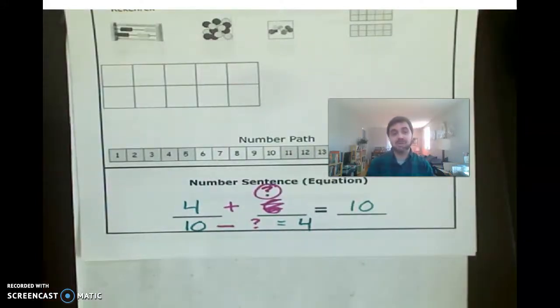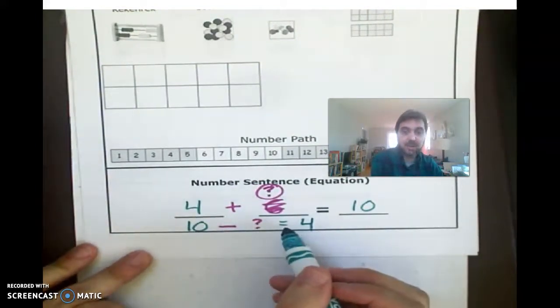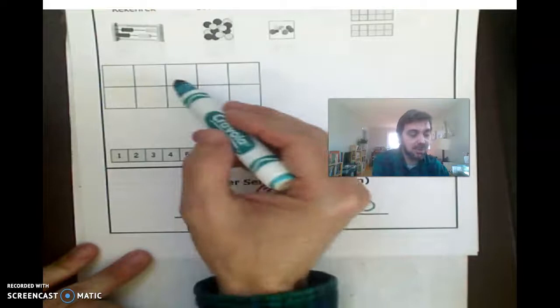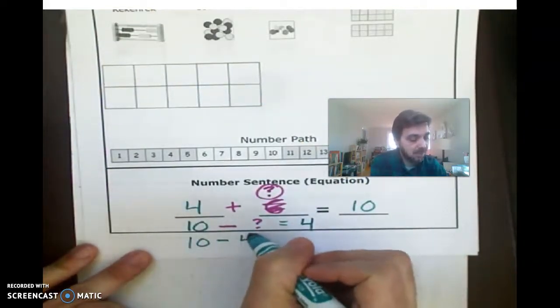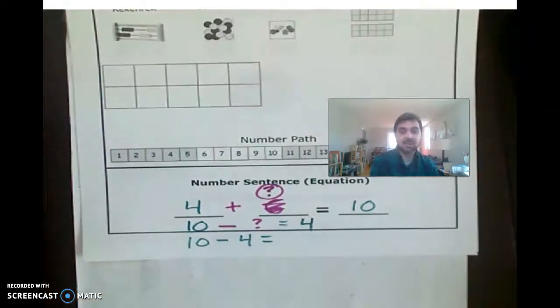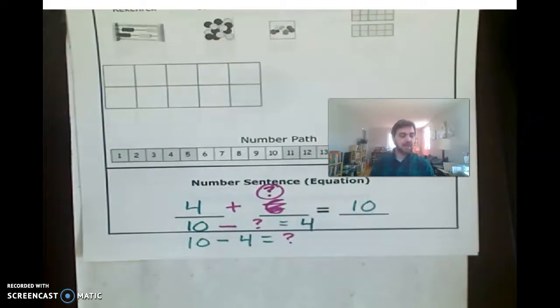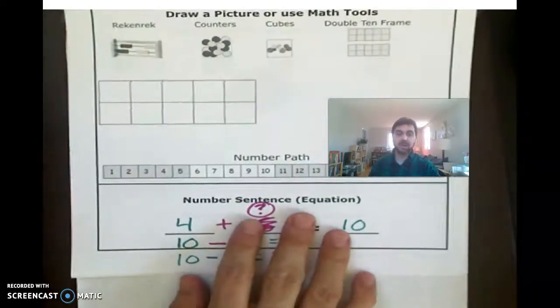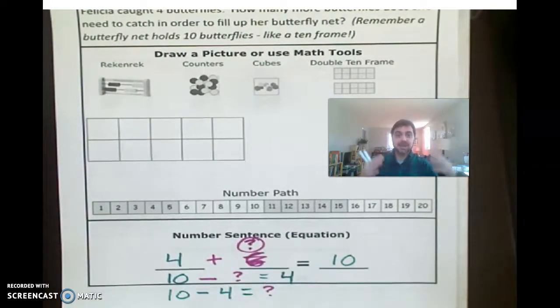So actually there's 3 number sentences. What I meant to really do is you could do 10. That's another way of thinking about it: if you have 10 and you took away how many, would you get back to 4? Or it could be 10 minus 4 equals what? What's the difference between 10 and 4? Sorry I put the answer there, but I want you to make sure you show your work and figure out how many more butterflies she would need to capture to get to 10.